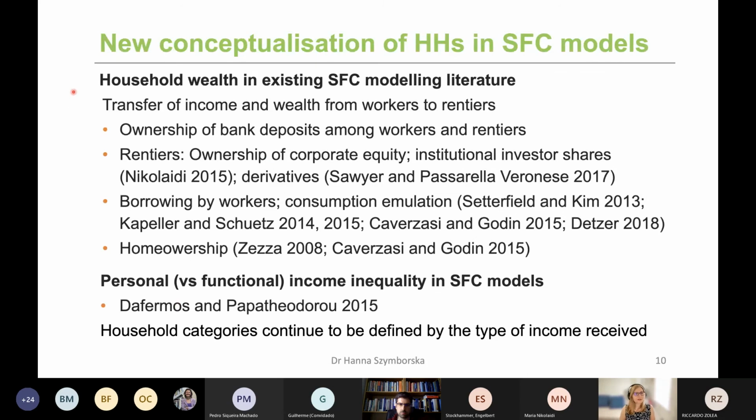And of course, there is already quite rich literature that incorporates elements of household wealth in stock flow consistent modeling. And of course, this is inspired by the experience of the subprime crisis and then the Great Recession. One thing that I wanted to point out is that while there is a lot of work done that is very important, at the core the dichotomous division between households understood as workers who rely on their wage income and rentiers who rely on different types of capital income and diverse wealth persists.